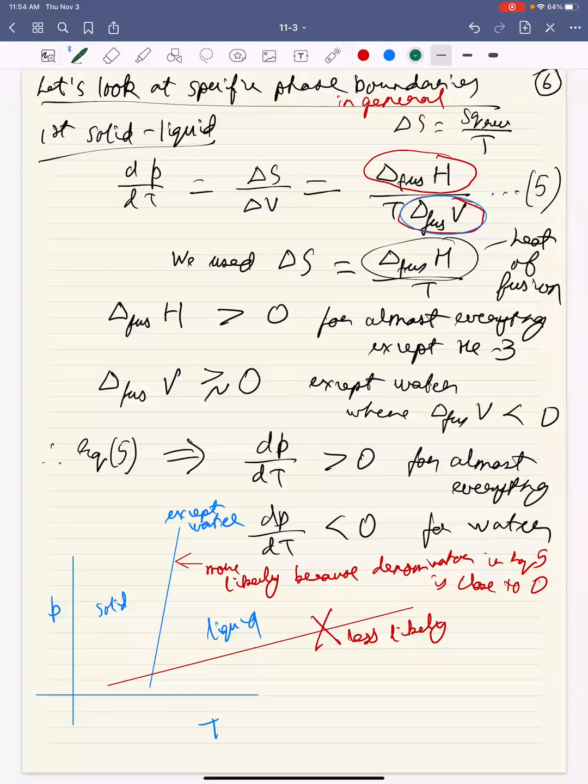Water will look like this. It will again be close to vertical, but negative sloping. And why did we have delta fusion V be negative for water? That, as Patrick answered, is the hydrogen bonding. We are not really covering it here, but water has structure, and people still argue over it. Why does water have structure? You can go and read. Water conferences are the most intense conferences. People just fight and fight and fight.